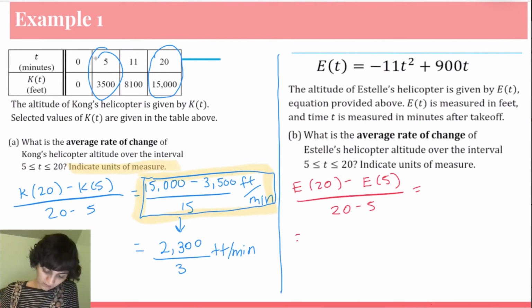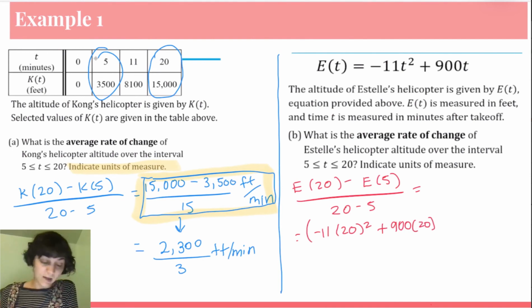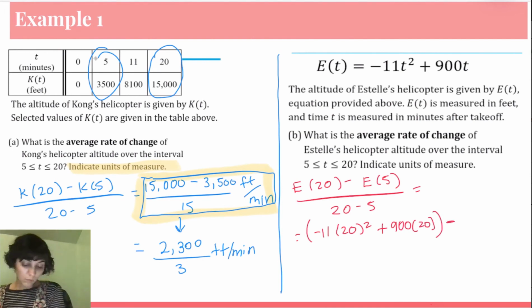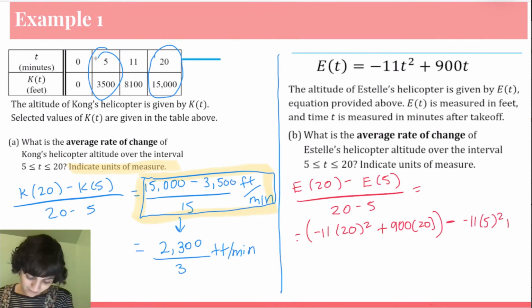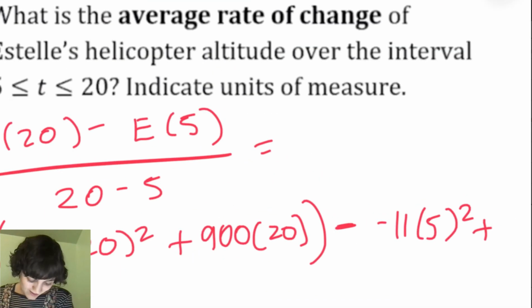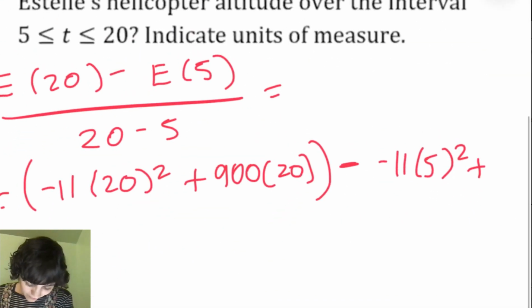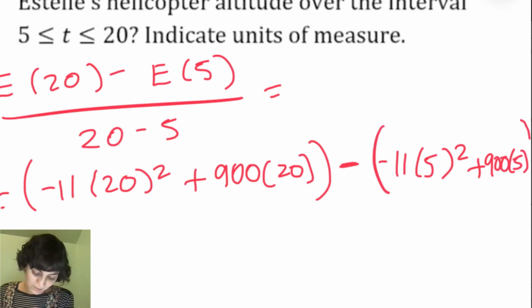That will be negative 11 times 20 squared plus 920. And I'll put it in parentheses. Then minus e of 5. E of 5 is negative 11 times 5 squared plus, oh gosh, I ran out of space. I gotta super zoom in. Plus 900 times 5. And I definitely want this one in parentheses because it's being subtracted.